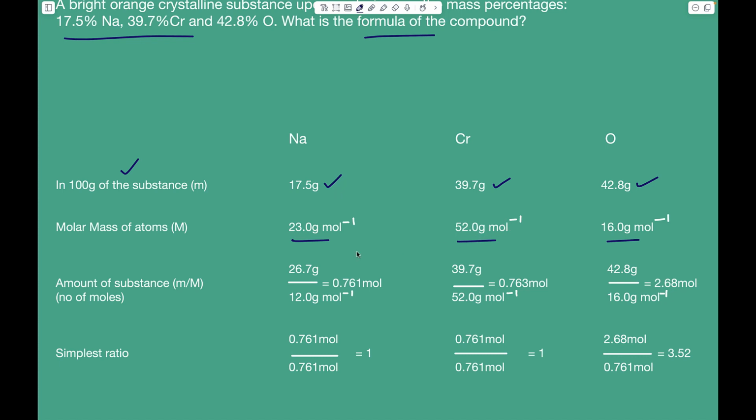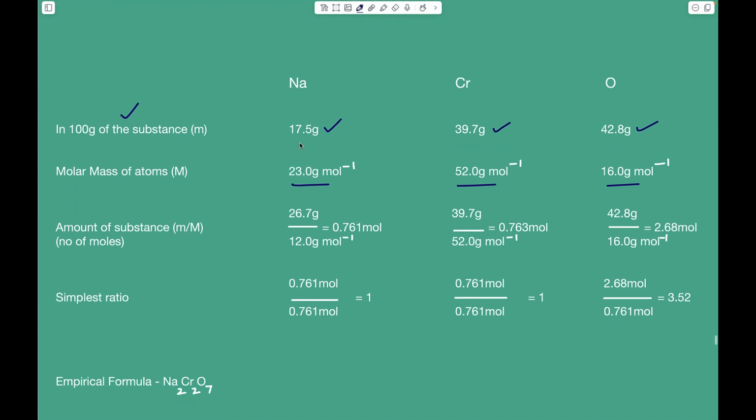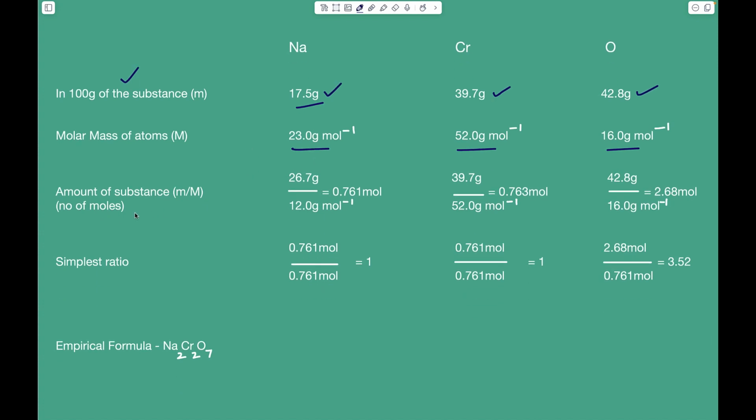You will be able to look up these molar masses from the periodic table, or sometimes you may have to memorize them. And if you divide the given mass by the molar masses of their atoms, you would get the number of moles of atoms of that element, or the amount of substance of that element, in 100 grams of the substance. Again, pay attention to the units, and upon simplification, these are the numbers that you would get.